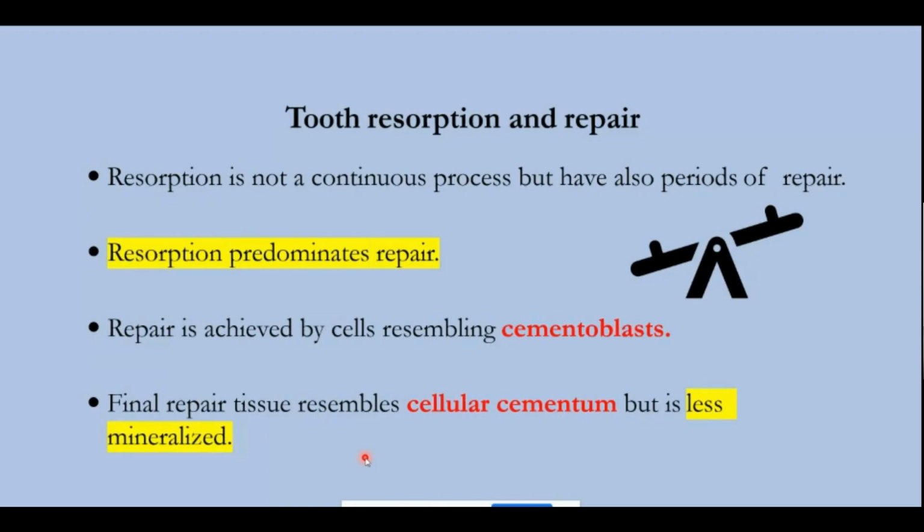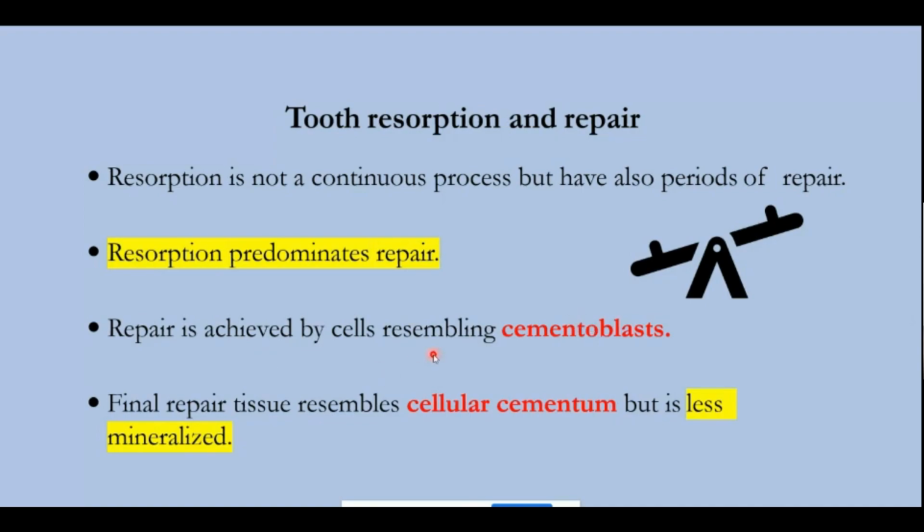So whenever anything happens, the body tries to defend itself. Okay, so the bone and tooth are all structures of the body. So when it is undergoing resorption, the body tries to do a certain amount of repair. Okay, but of course, the resorption takes over. There is a tip in the balance, so the resorption overtakes, and the repair doesn't proceed to the full extent.